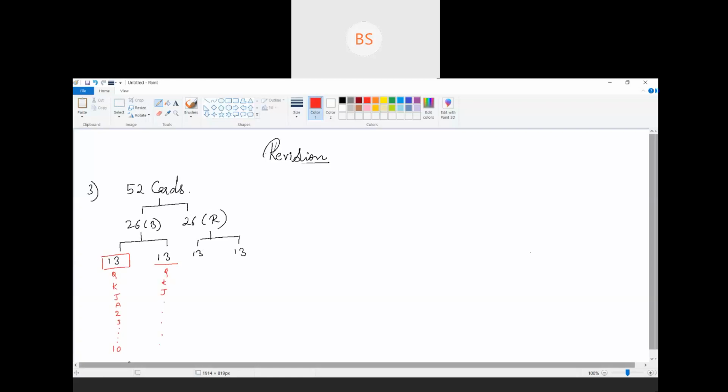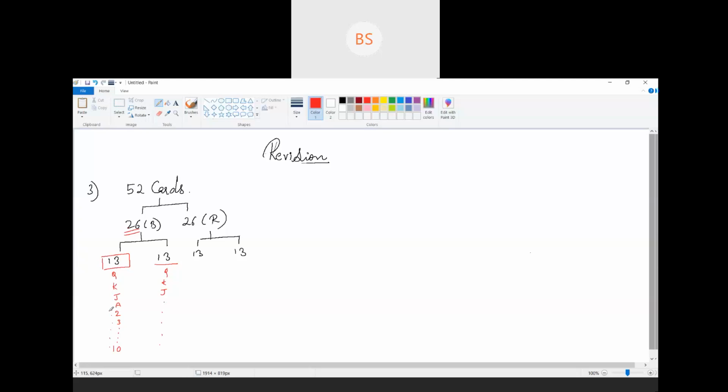Now in question number 3, they have asked: a card is drawn from the deck of cards. What is the probability of it being a card of black color but less than 10? Black color we have 26 cards. So how many cards do we have less than 10? The numbers are 2, 3, 4 and so on. From 2 to 10, 2, 3, 4, 5, 6, 7, 8, 9, 10, there are total 9 cards.